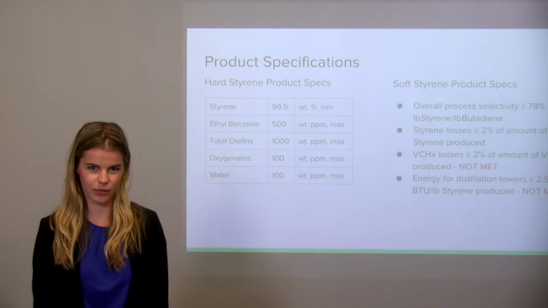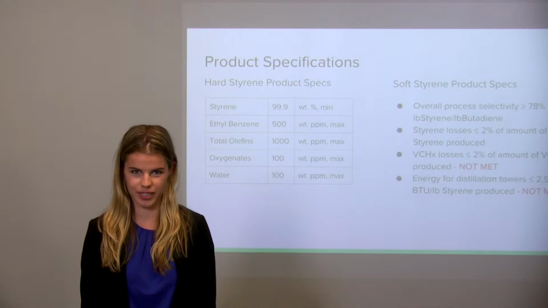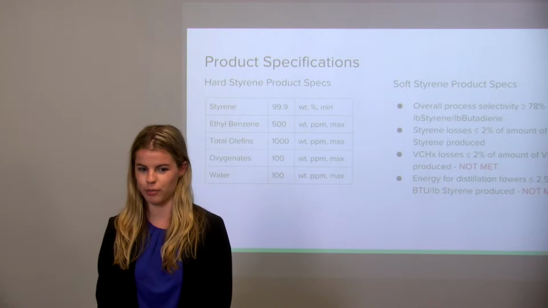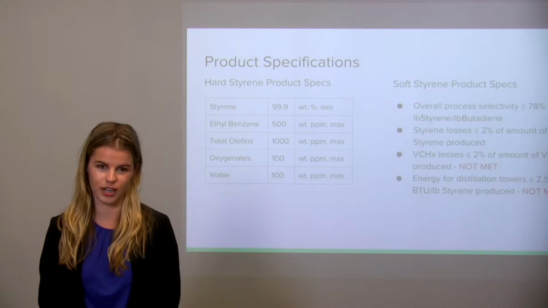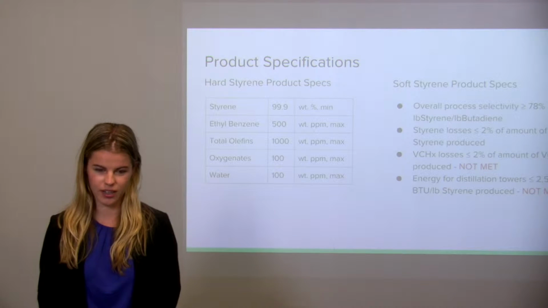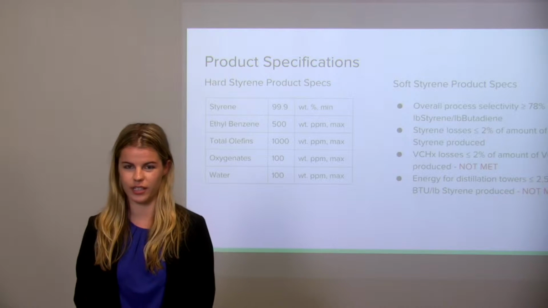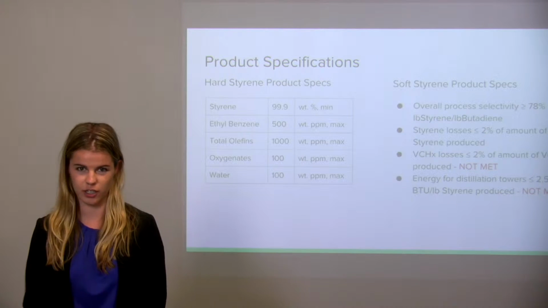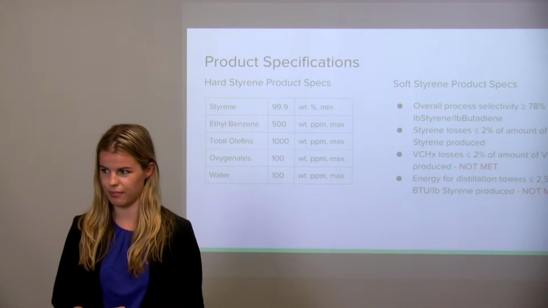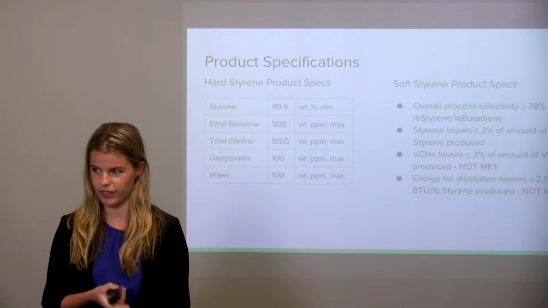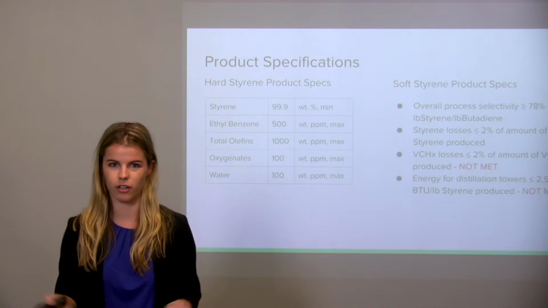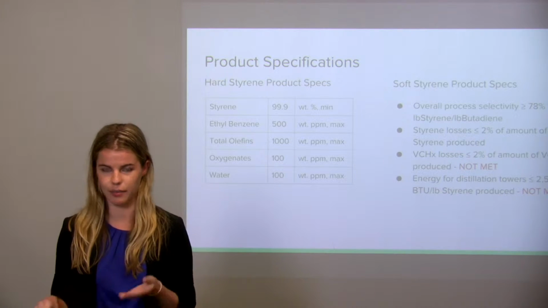For our project, we had hard specs that we were required to meet, and soft specs that were strongly suggested we meet. Probably our most important hard spec was for the product, styrene, to be 99.9% by weight purity, which we met. The other hard specs were all about the impurities and the maximum concentration they could be, given to us in parts per million by weight. Ethylbenzene, total olefins, oxygenates, and water were all of the impurities, and we were able to meet the spec for all of them. We were below the max or at the max.